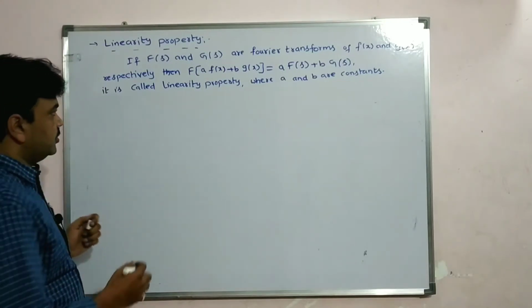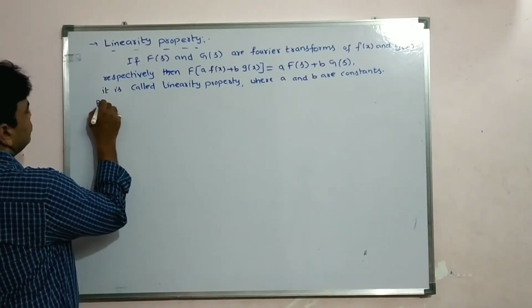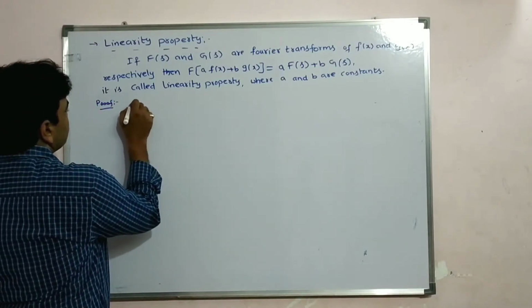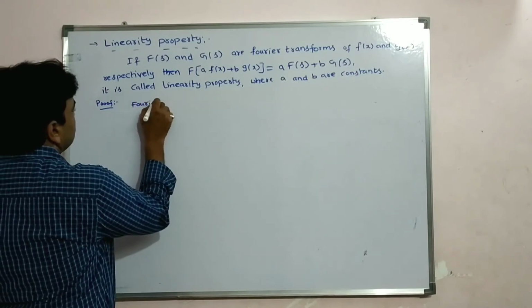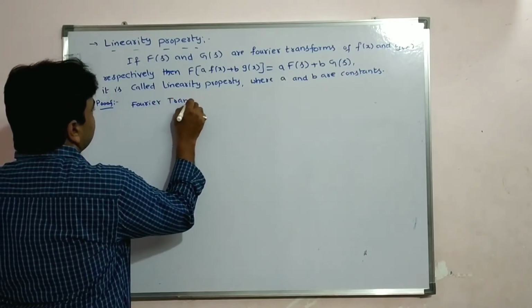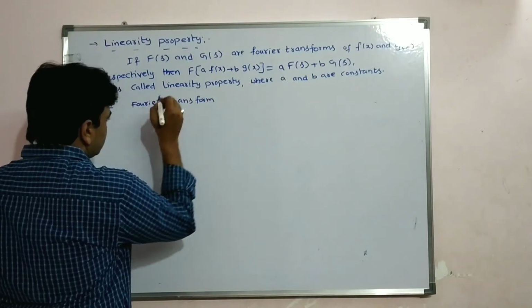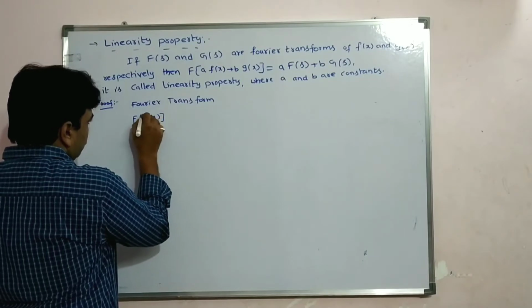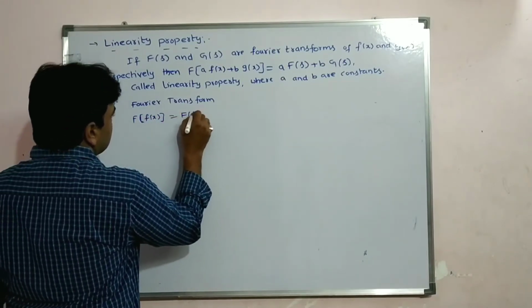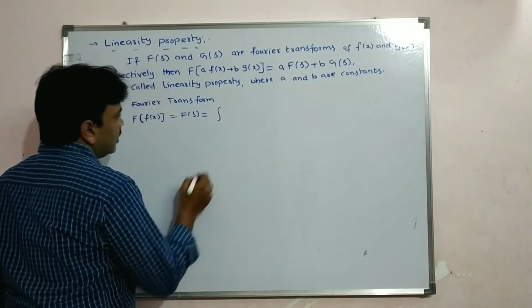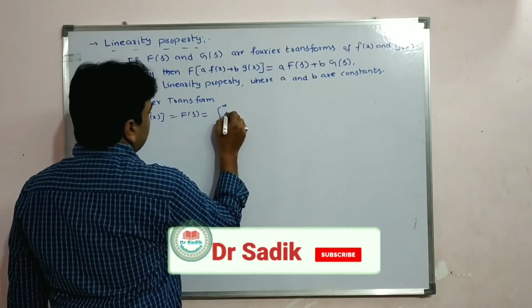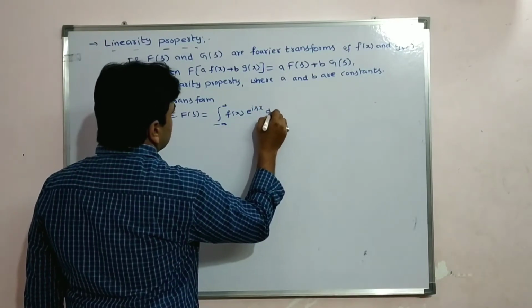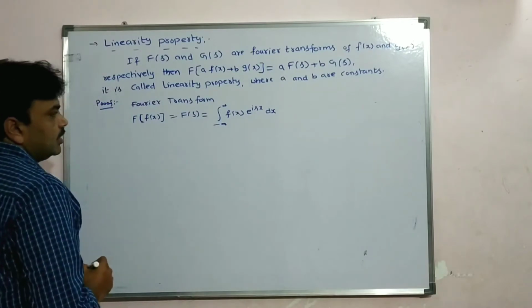Let us see the proof. Now, what is the Fourier transform definition, students? The Fourier transform of f(x), that is F(s), is equal to the integral from minus infinity to infinity of f(x) e power isx dx.